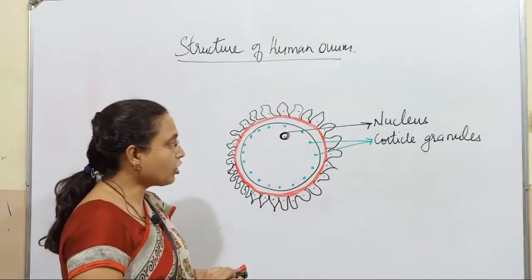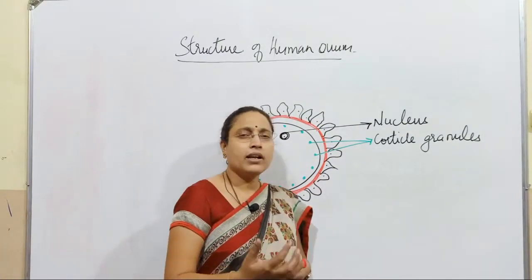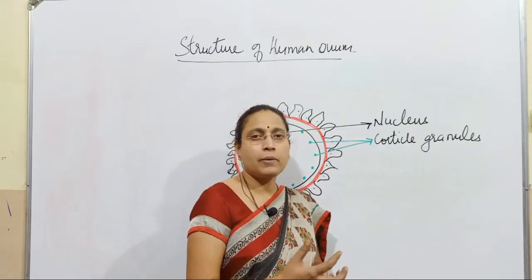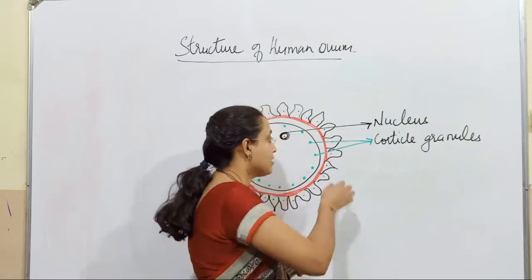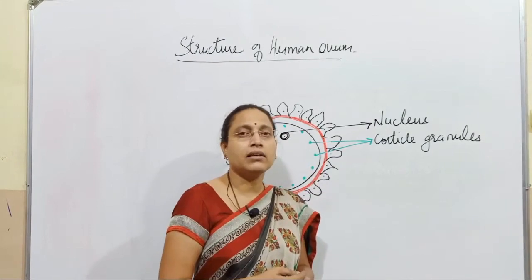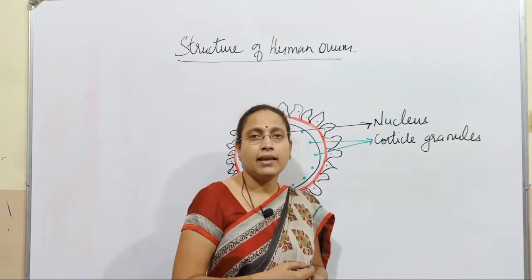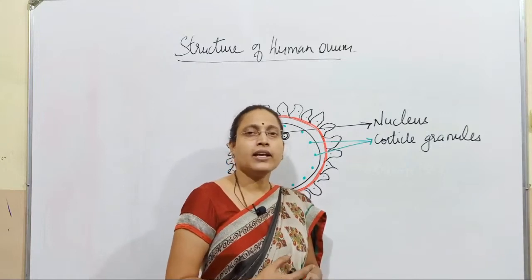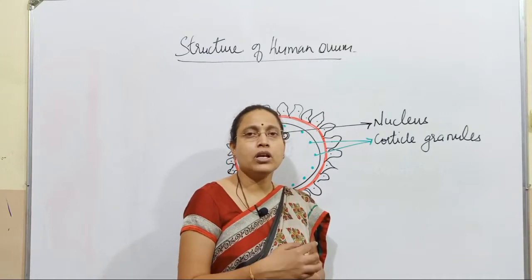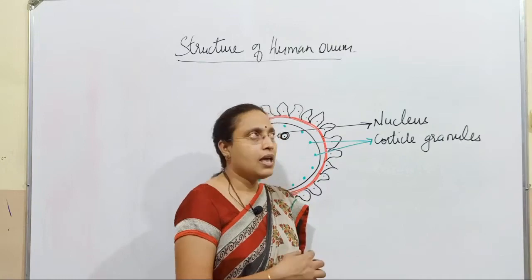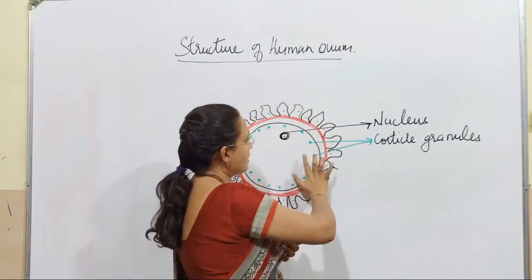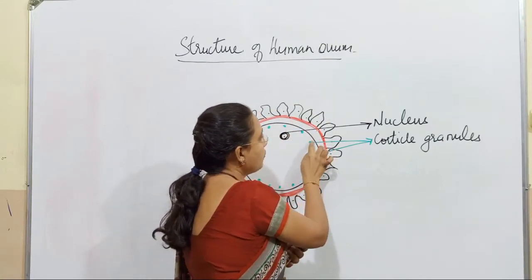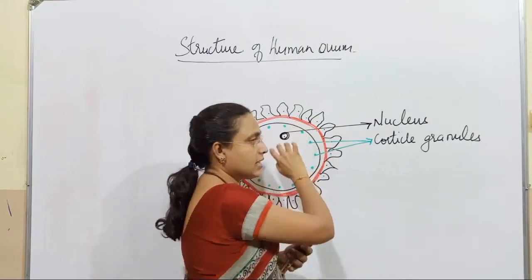What is the role of cortical granules? Cortical granules can have certain types of polysaccharides, and inside this granule there can be certain protein digesting enzymes. Now the role of cortical granule is cortical reaction. It brings about cortical reaction. As the sperm fertilizes the ova, the contents of the cortical granules will be released outside.